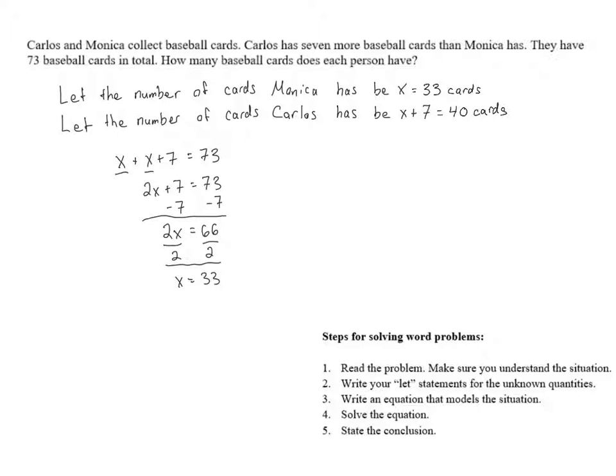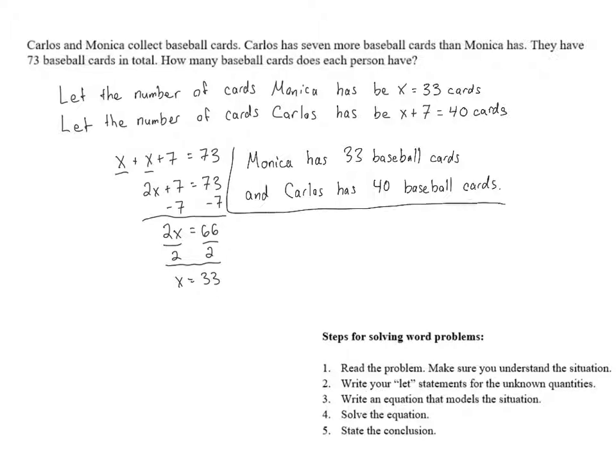They asked, how many baseball cards does each person have? We can say Monica has 33 baseball cards, and Carlos has 40 baseball cards. And that's our final answer.